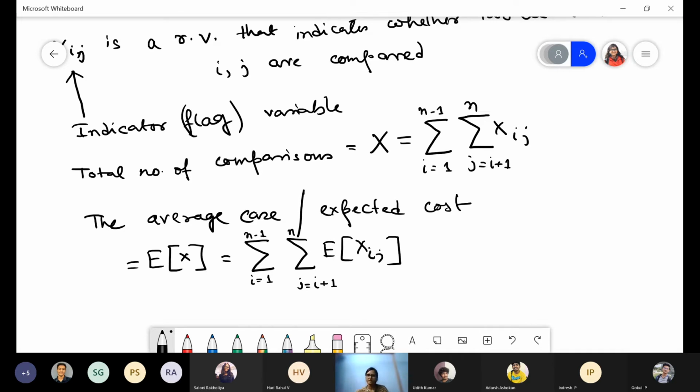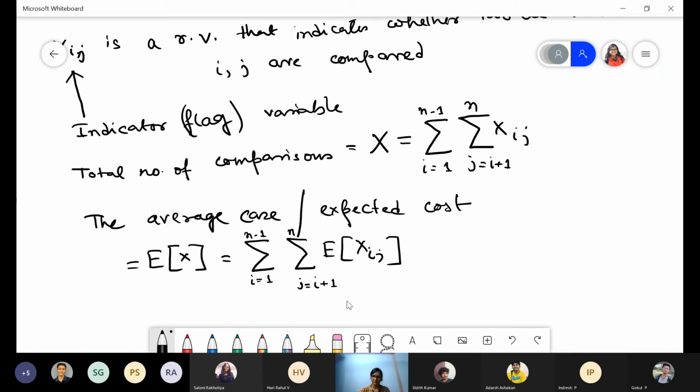That indicator variable is xij, and x is the total amount of comparison for a specific pivot, that is a specific random number. If we take the random number over a uniform distribution, we don't have to take the probability for each individual variable. Expectation over that random number will give you the average case. So we consider E of x, which goes inside, so E of xij.